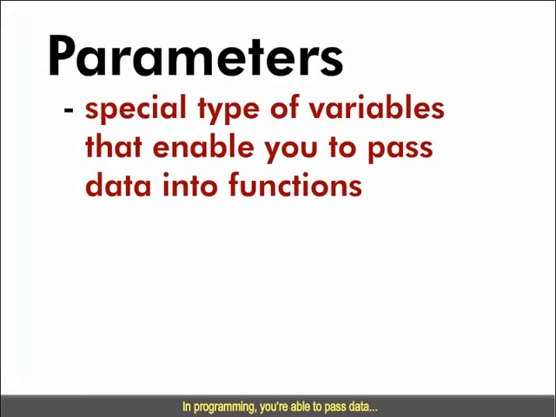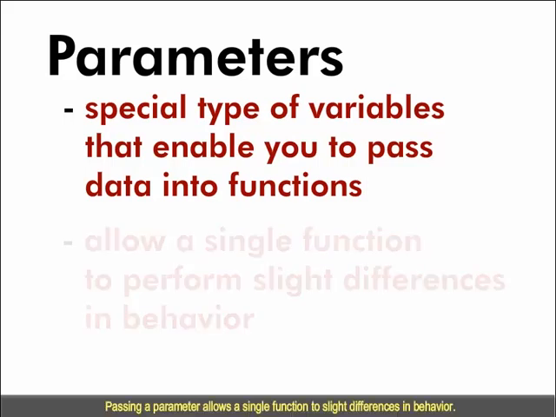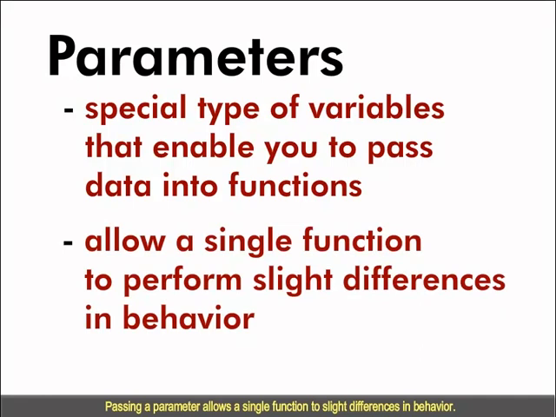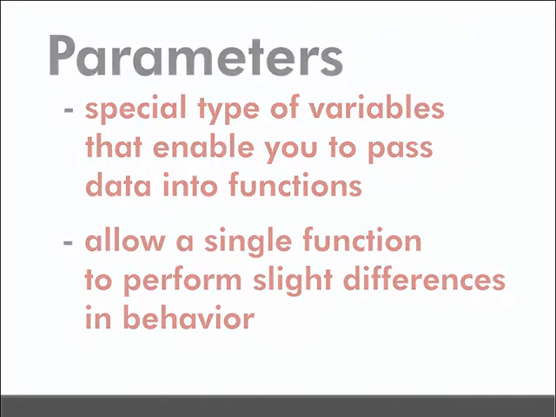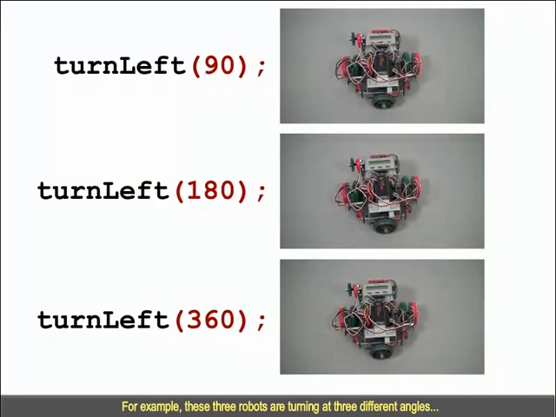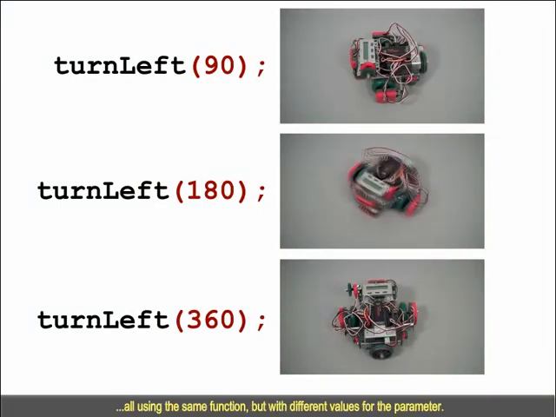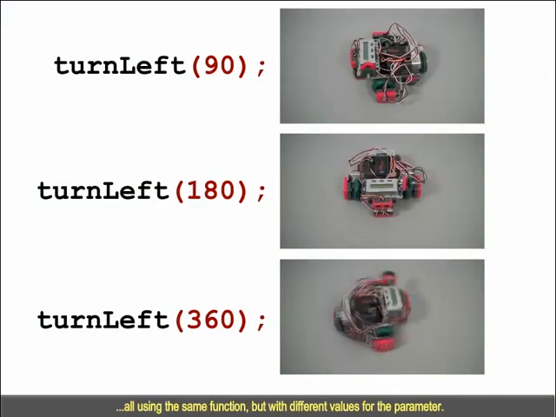In programming, you're able to pass data, things like integer numbers, decimal numbers, and characters, into functions using special variables called parameters. Passing a parameter allows a single function to perform slight differences in behavior. For example, these three robots are turning at three different angles, all using the same function, but with different values for the parameter.